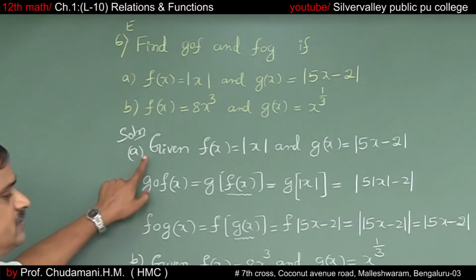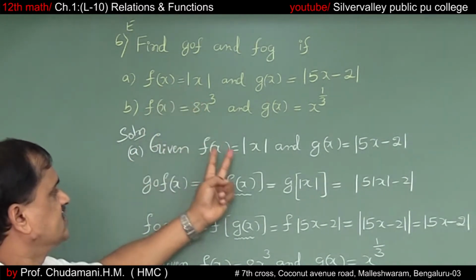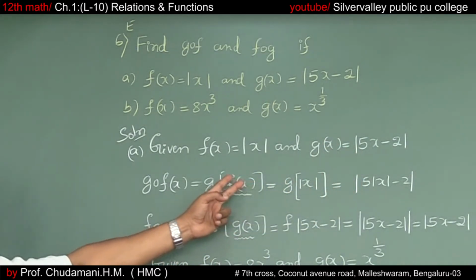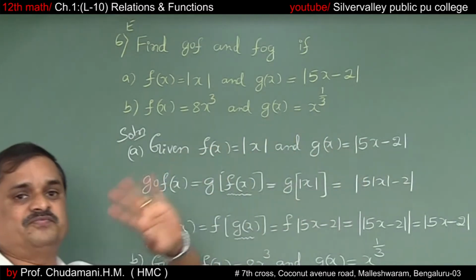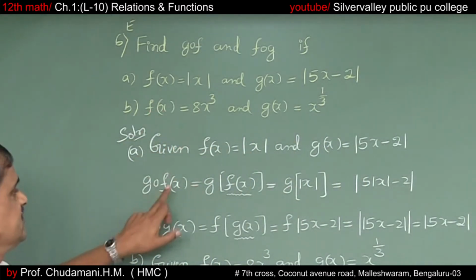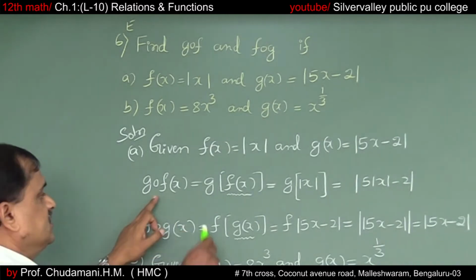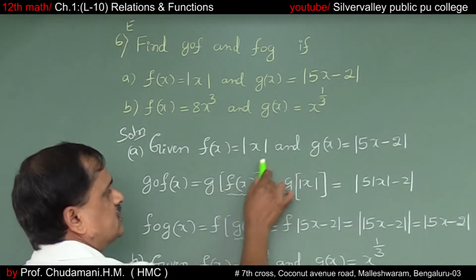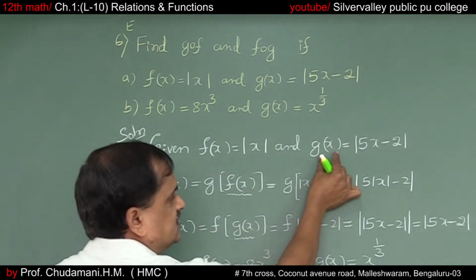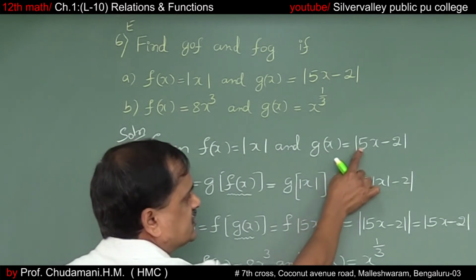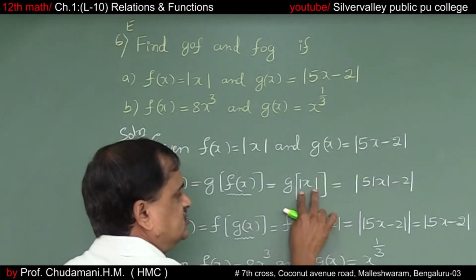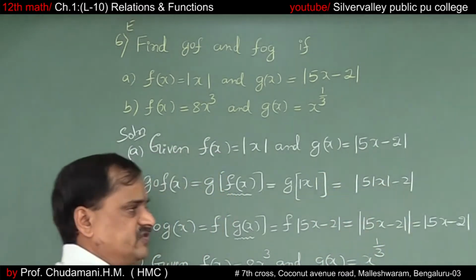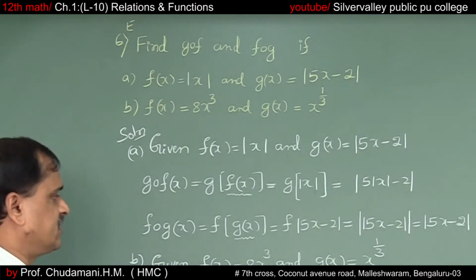Solution. First case, given f of x equals mod x and g of x equals modulus of 5x minus 2. Let us take gf of x, that is g of f of x. That is g of f of x is what? g of mod x. See that g of x can be written as modulus of 5x minus 2. That is g of mod x is modulus of 5 into mod x minus 2. Nothing but modulus of 5x minus 2 you can write.